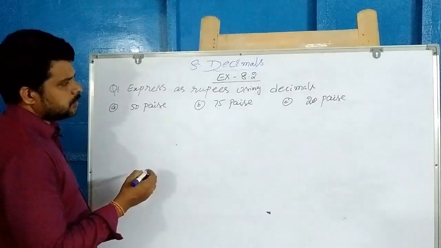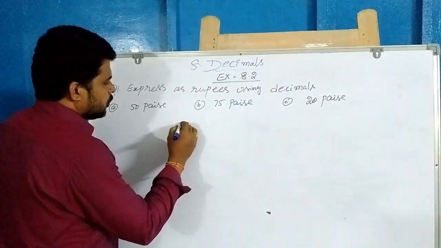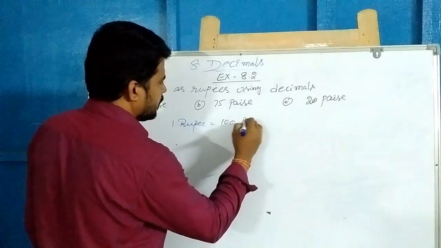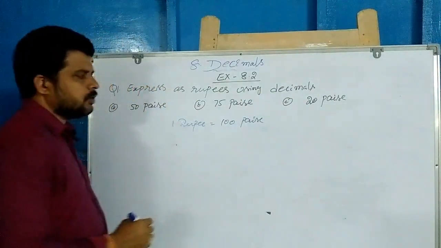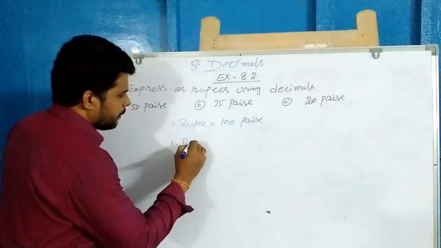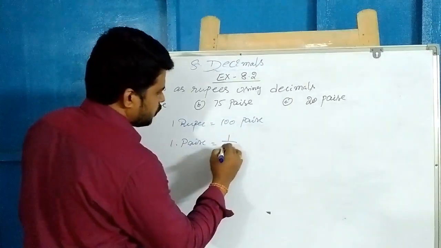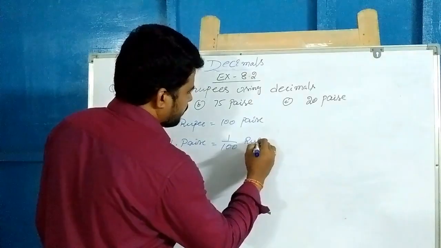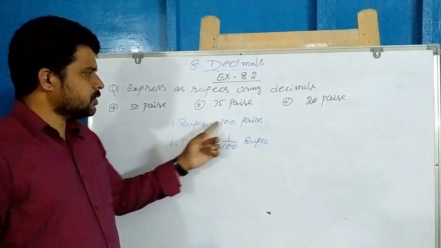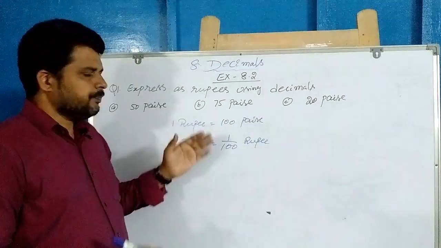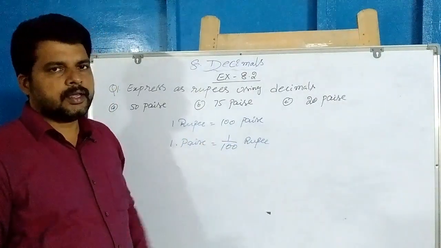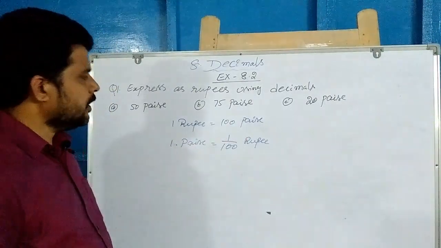So before going to solve the sum, first: 1 rupee is equal to how many paisas? 100 paise. And 1 paisa is equal to how many rupees? 1 by 100 rupee. 1 rupee is equal to 100 paisa, that means 1 rupee is divided into 100 parts. So 1 paisa is equal to 1 by 100 rupee.